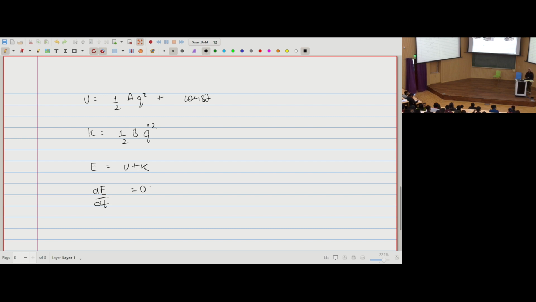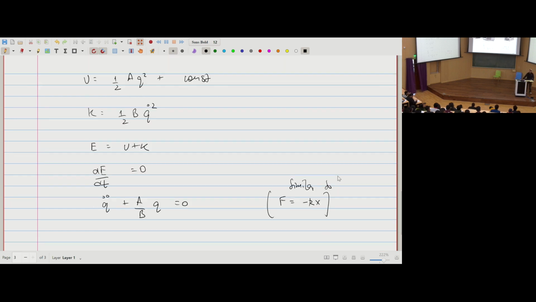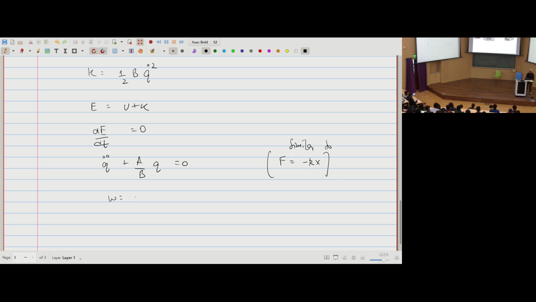Total energy remains constant. So if you expand this further, this gives you an equation of this type. This equation is very similar to the equation we had for a restoring force system, where F was equal to minus kx. I'm sure you have solved second order ODEs in your engineering mathematics course, so you know how to solve this system. This is very similar to what we have already done, and the frequency of oscillation is square root A by B.